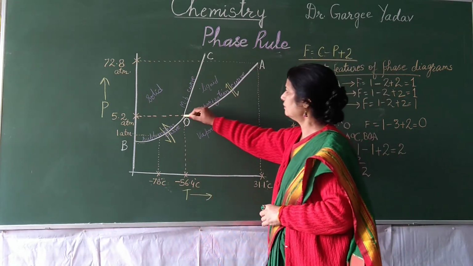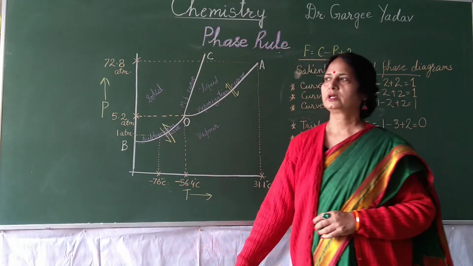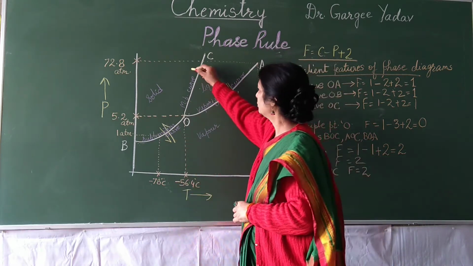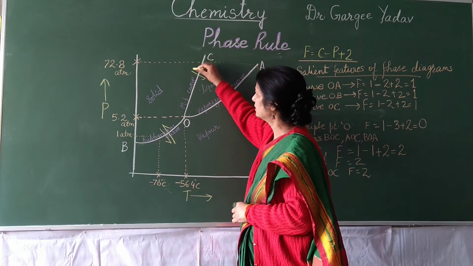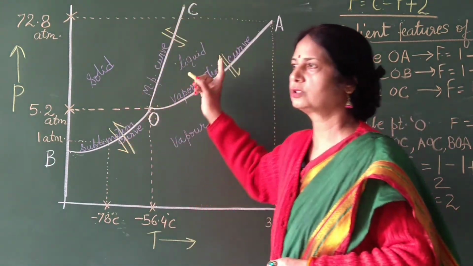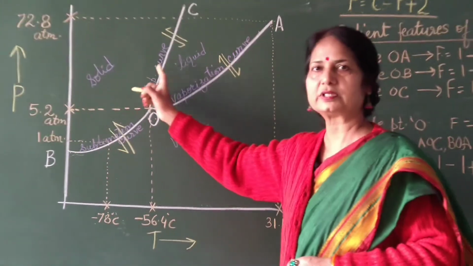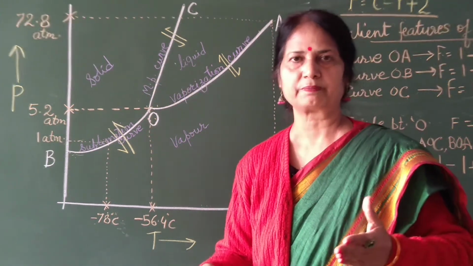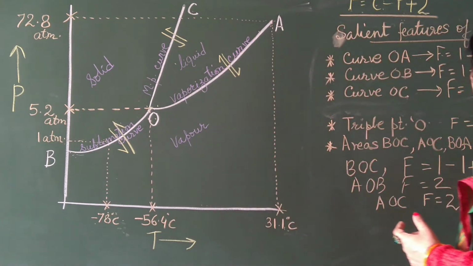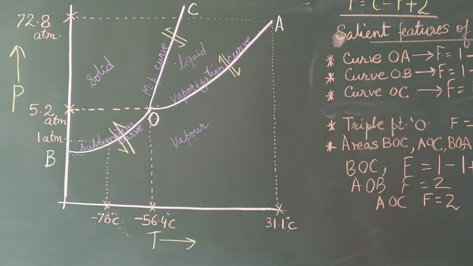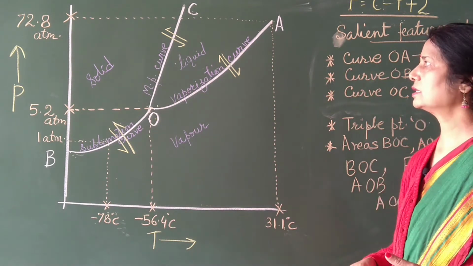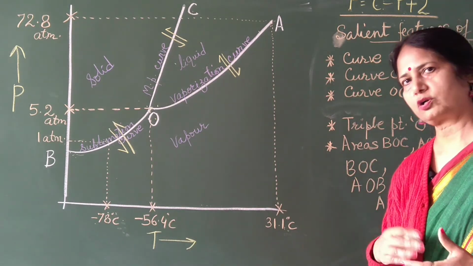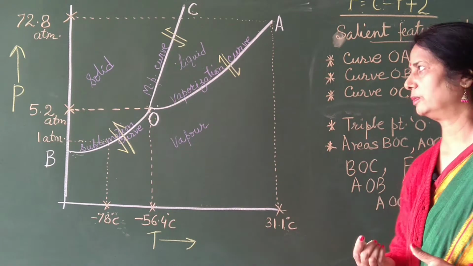Now let's see this curve OC, which is the melting point curve for carbon dioxide. The two phases in equilibrium here are the liquid carbon dioxide and the solid carbon dioxide. Similarly, just now we calculated the degree of freedom, which will come out to be 1, and so it is again a monovariant system. If we fix the pressure, temperature will be fixed, and alternatively if we fix the temperature, then pressure will automatically be fixed. We need to fix only one variable.